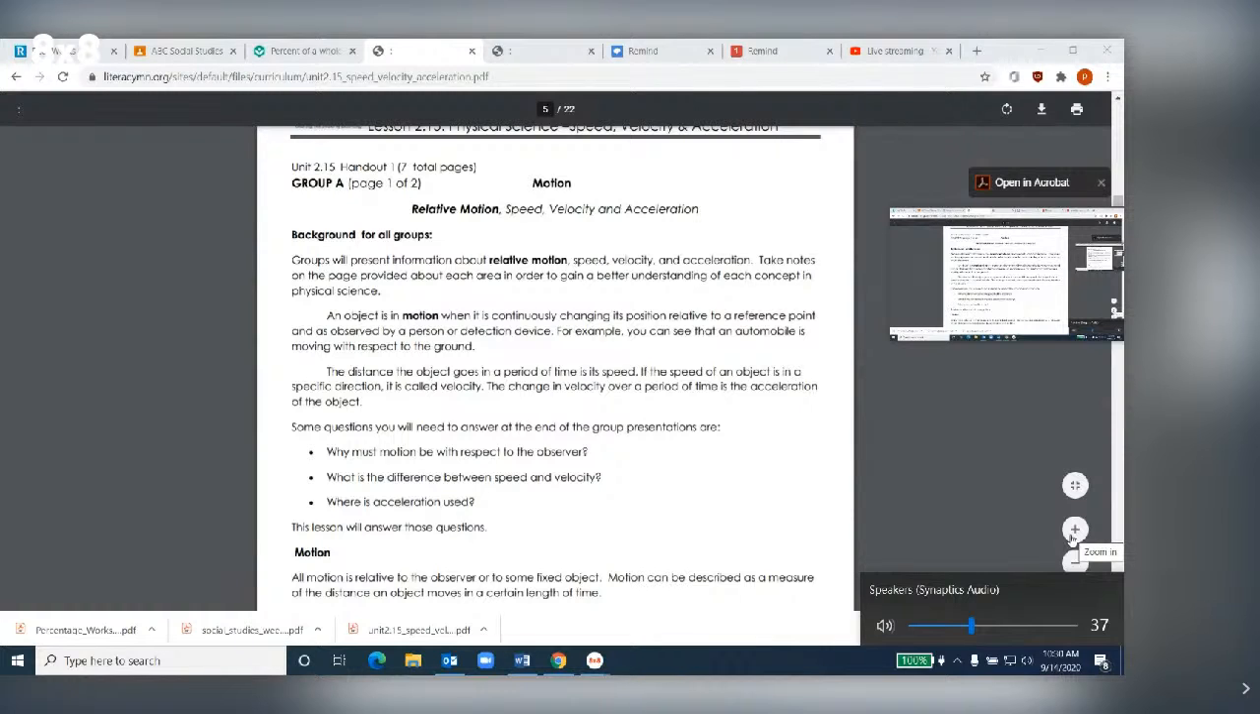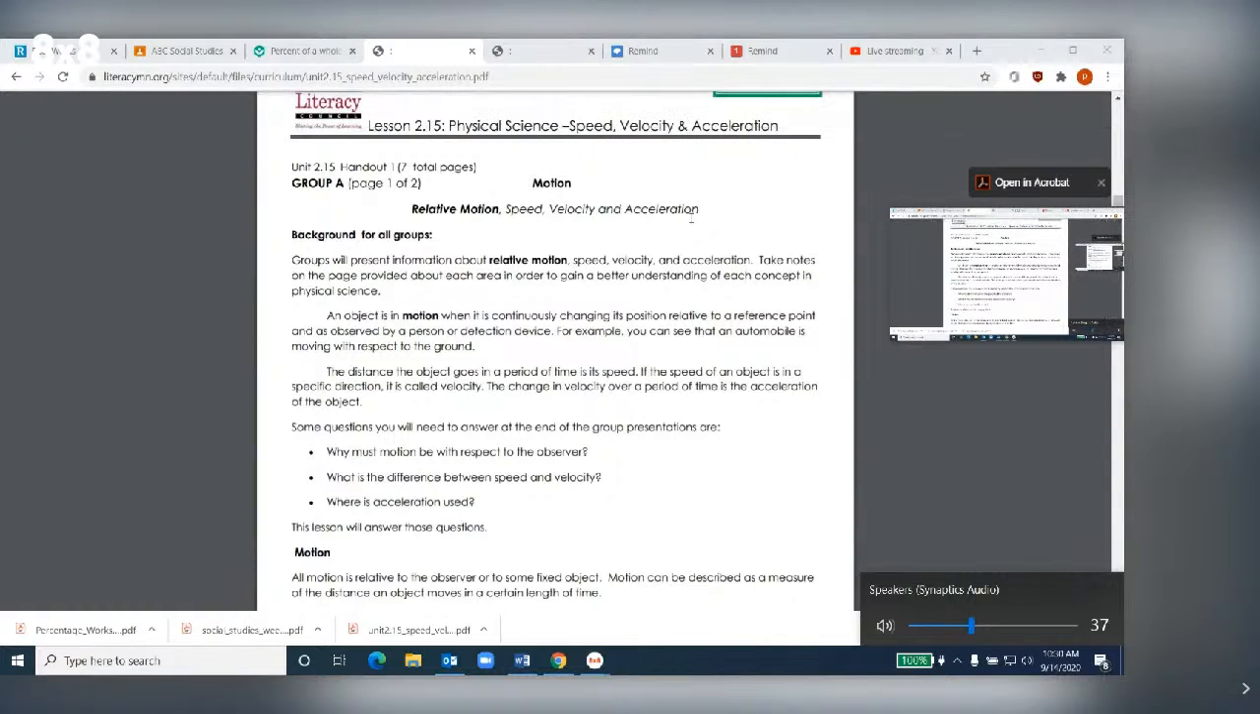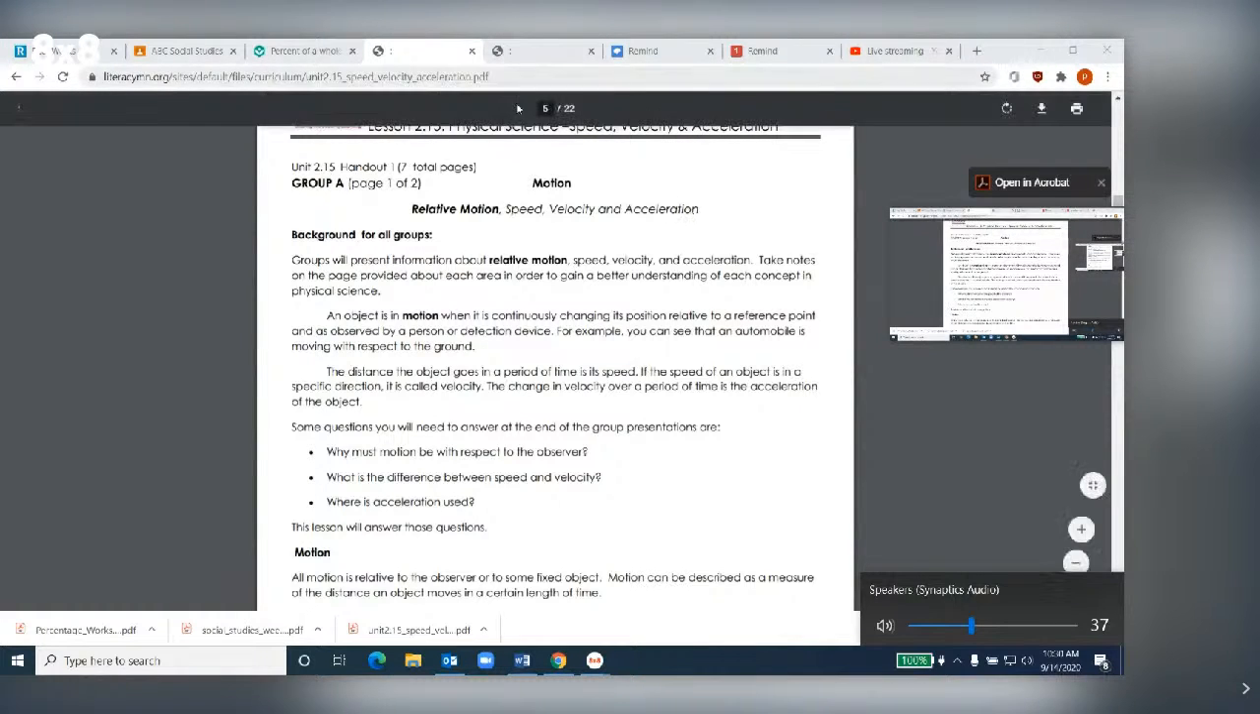Okay, so today, you guys, we're gonna cover, if you look up the top here, speed, velocity, and acceleration. And if we were doing this in class, I would have broken you guys into groups. One group would have done what speed is, one group would have done velocity, and one group would have done acceleration. That's how this is broken up. So what I'll do is we'll do speed together, then I'll let you do velocity and acceleration on your own.